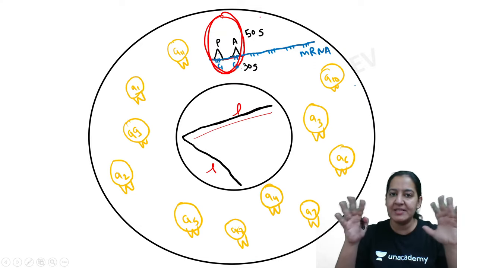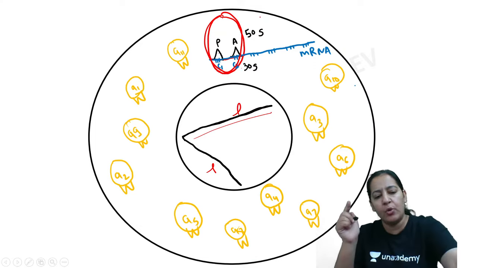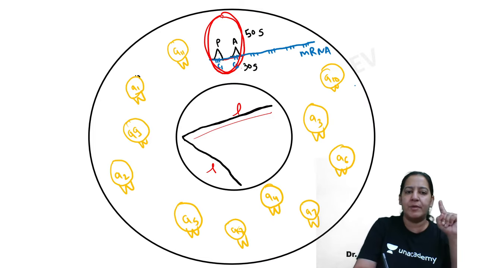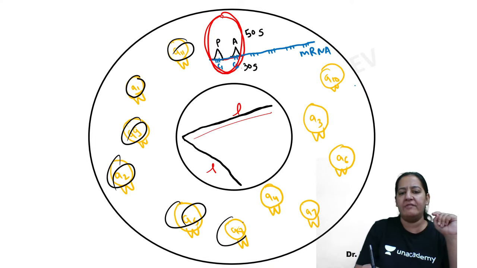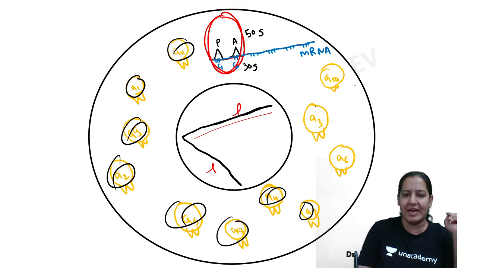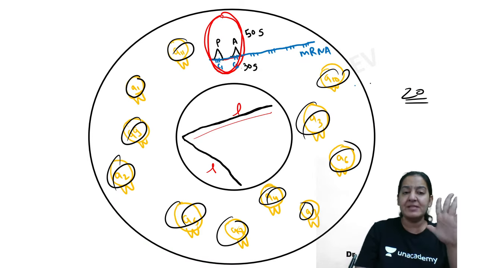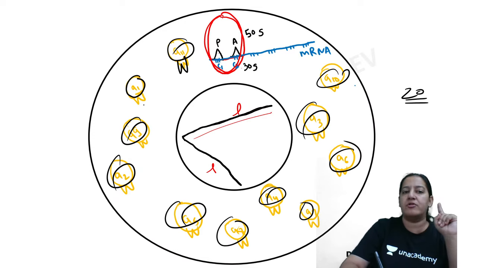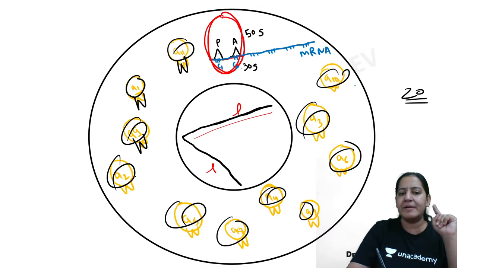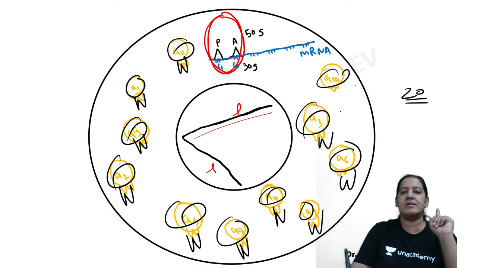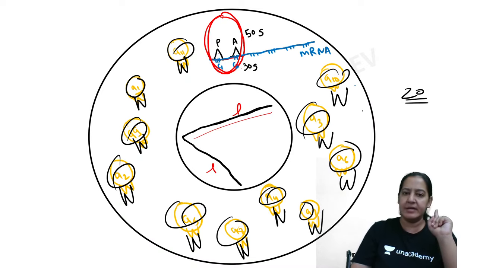The 20 amino acids are present in the cytoplasm. Can you see the yellow color are the amino acids? You can see the 20 amino acids are present in the cytoplasm. This is amino acid number 1. Number 2, number 3, number 4, number 5, 6, 7, they all are present in the cytoplasm. Total 20 are in number, right? But they are present in the cytoplasm on their transporter. The transporter is tRNA. They are not present alone. They all are present on tRNA. tRNA is the transporter of the amino acid. So they all are present in the cytoplasm with their tRNA.